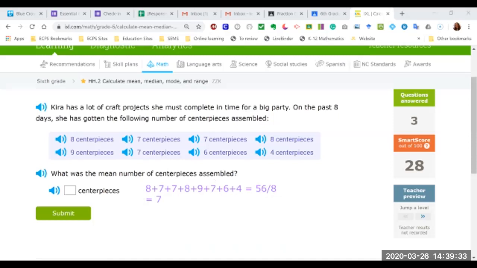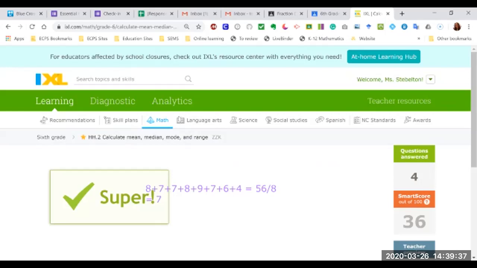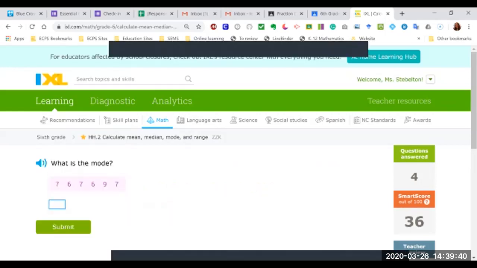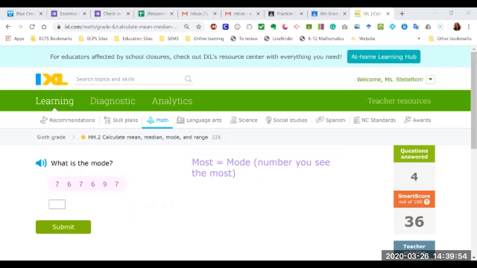I'm hoping they give us a mode question next. There we go. Perfect. So mode means most. Really all we have to do is look at it and see which number we see the most. Which number do we have the most of? 7. That's like the easiest one. And that's really it. It's not that challenging.